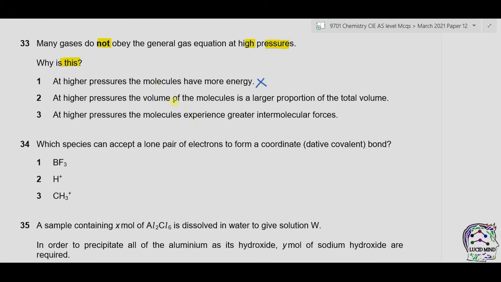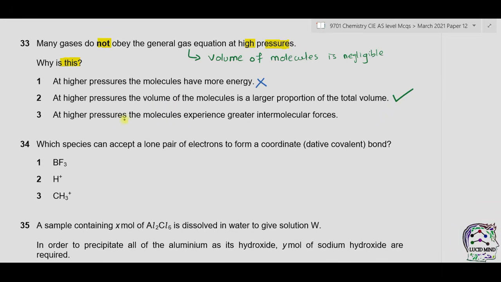Second, at higher pressure, the volume of molecule is larger proportion of the total volume. Now, according to general gas equation or ideal gas equation, the volume of molecules is negligible as compared to total volume. So when higher pressure is applied, the molecules come close together, so therefore the volume of molecules become quite significant. So this statement is true.